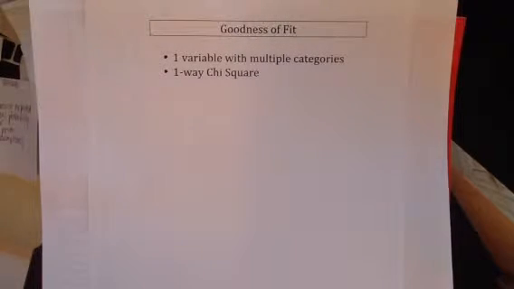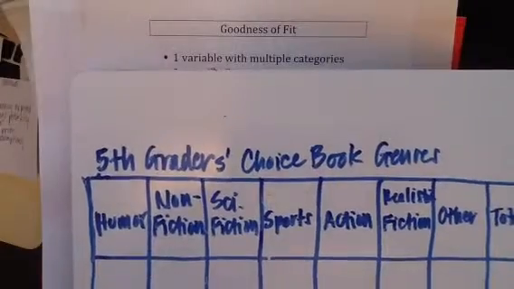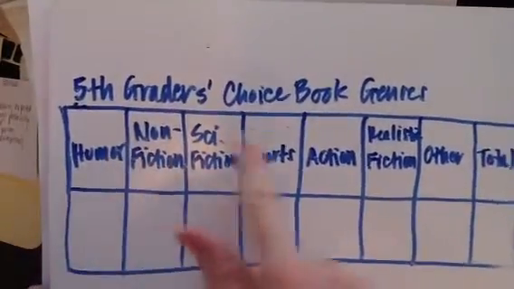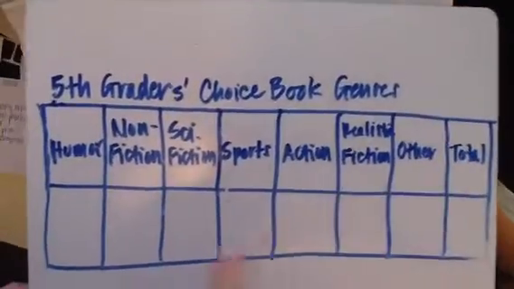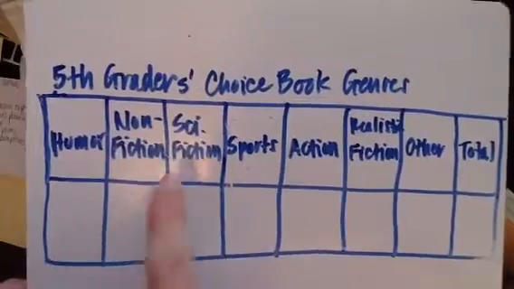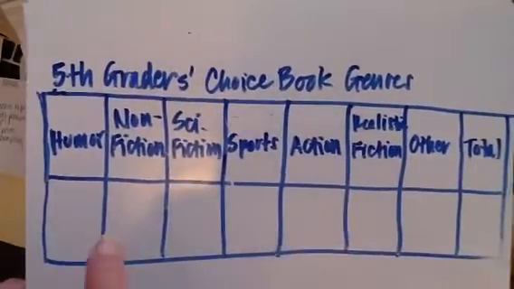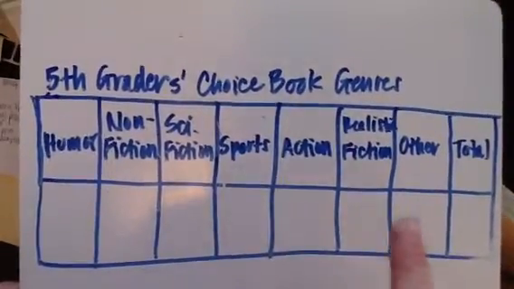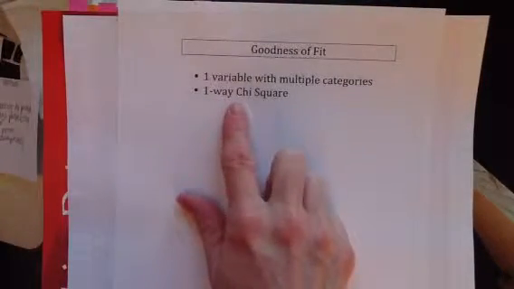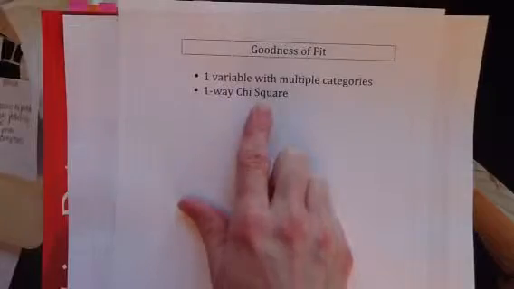Remember, goodness of fit is a chi-square analysis that deals with one variable that has multiple categories. Such as the example we'll be using of fifth graders' choice book genres, where we only have one variable, which is the different genres of books, and then we have one row of data where we will put our counts for each of these genres, so the actual number of students who chose a book of that genre. And goodness of fit analysis is also known as a one-way chi-square.